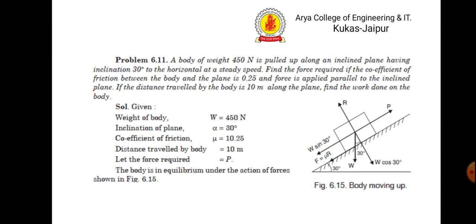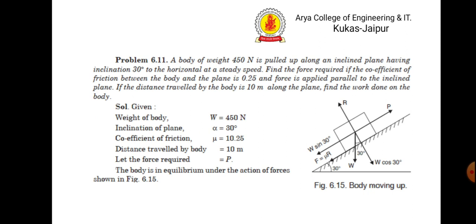In this, a body of weight 450 Newton is pulled up along an inclined plane having inclination 30 degree. The inclination is given as 30 degree and the motion is in the upward direction. We will have to find out the force required if the coefficient of friction between the body and plane is 0.25 and force is applied parallel to the inclined plane. Now if the distance traveled by the body is 10 meter, then we will also have to find out work done. So first of all, find out the force P.